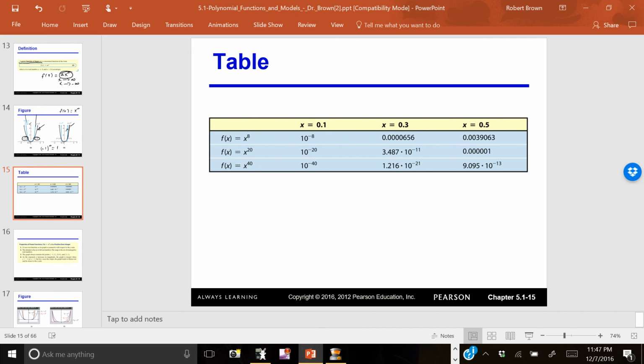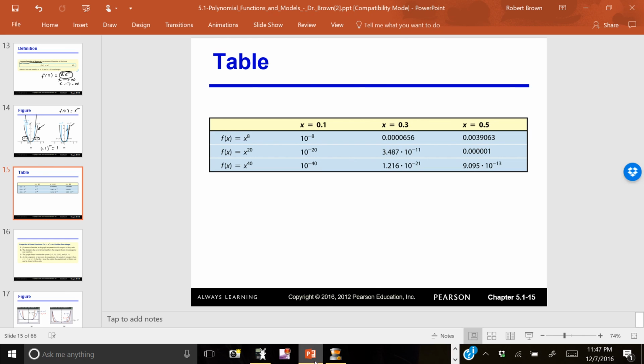Now, here are just some examples of a table of power functions with the power getting pretty large. Notice if you take a power function and you insert a number less than 1, that end result, the function can get very, very small.